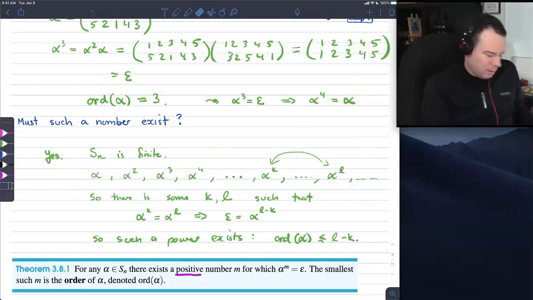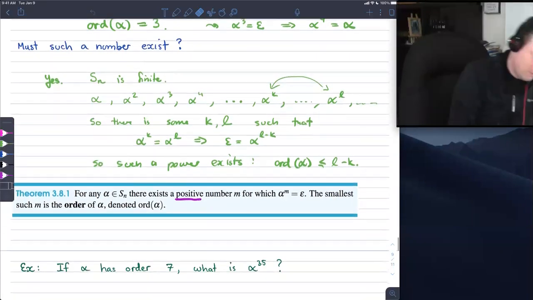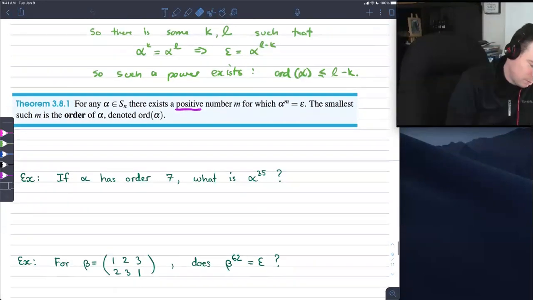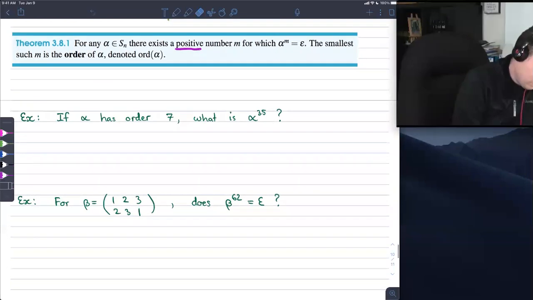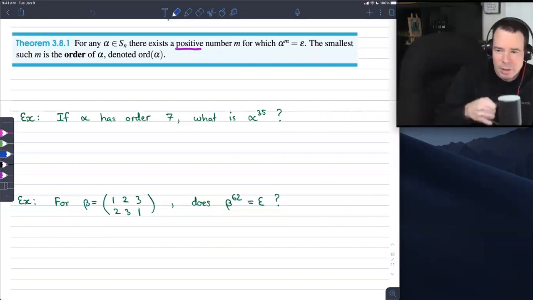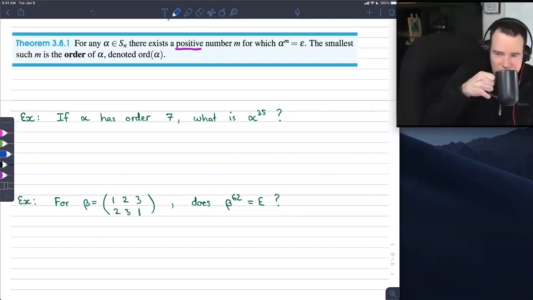Okay, so let's get into some more stuff on order, and then we'll get into this new way of representing permutations. So that was our theorem 3.8.1 that said every permutation has an order, a smallest element that turns it into the identity.